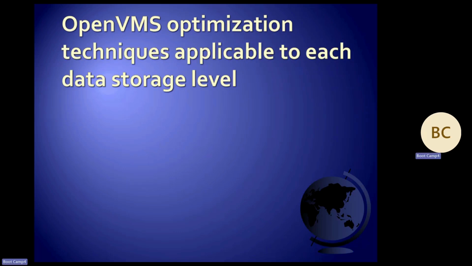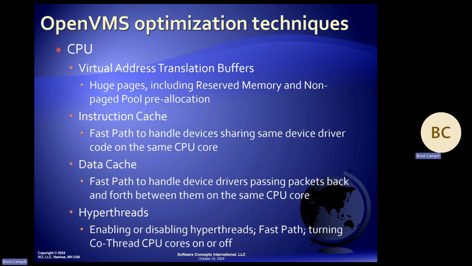All right, how do we apply these? How do we apply optimization techniques in OpenVMS to each of these storage levels? Here are some ways we can do that. Within the CPU, to optimize virtual address translation buffer efficiency, we may use huge pages. That's where you map a large amount of contiguous space, both contiguous physically as well as contiguous virtually. Map those with a single translation buffer entry. So that allows us to map a lot of memory with just the one translation buffer entry. So the odds of that being in the CPU's list of translation buffers is higher because it maps so much memory.